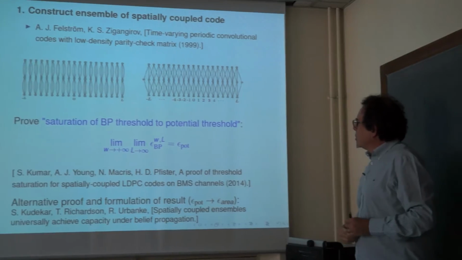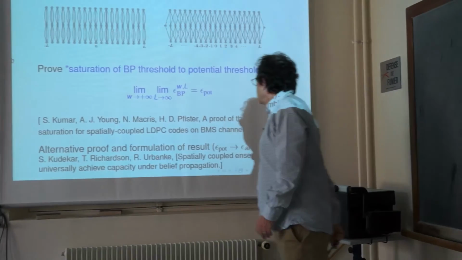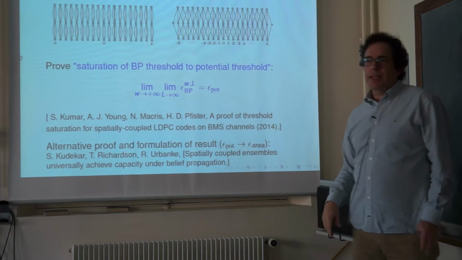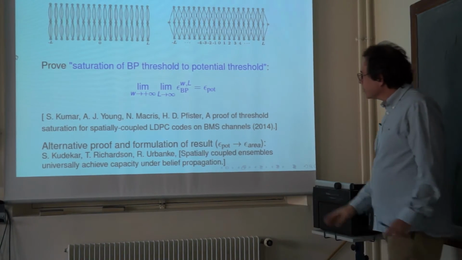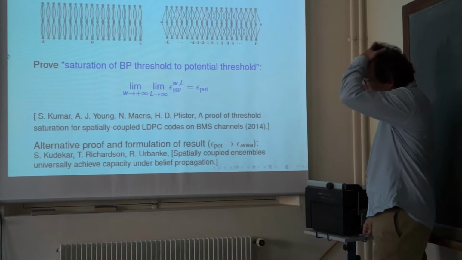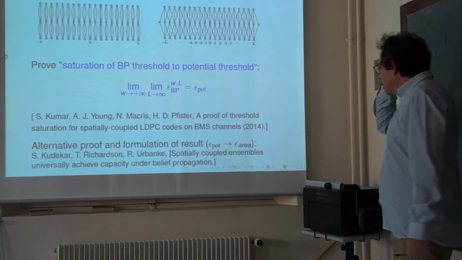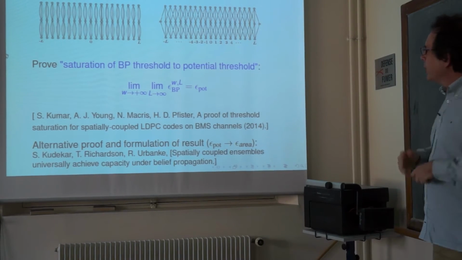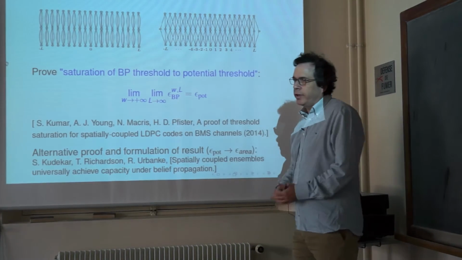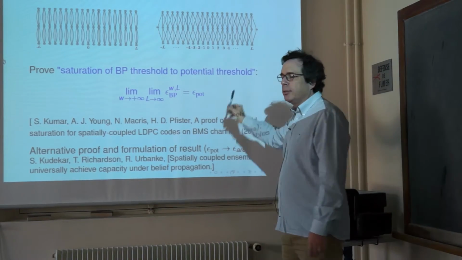So this kind of result was first proved by Srinivas, Tom, and Rudiger, not in terms of the potential threshold, but what they call the area threshold that I didn't introduce in this talk. And with Henri and his students, and Henri did it for the scalar BEC type systems before, we proved this without the notion of area theorem, but just with the notion of potential threshold. So this is called the threshold saturation phenomenon. So you improve your belief propagation threshold up to some ultimate point.